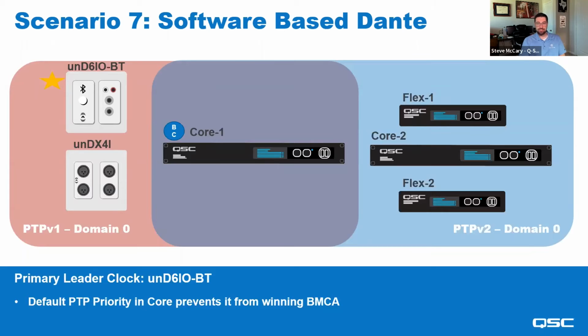So in this newest scenario, our core is running as the boundary clock, but since we did not change its PTP priority, we left it at 254. It did not win our BMCA. The 6 IOBT did, because as we recalled earlier, those come at 128.